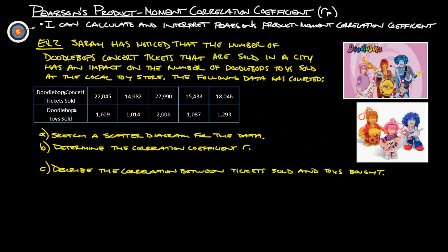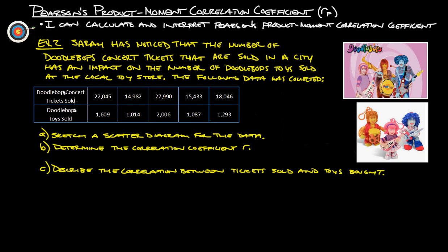Okay. Example 2. Sarah has noticed that the number of Doodlebops concert tickets that are sold in a city has an impact on the number of Doodlebops toys sold at the local toy store. The following data was collected: Doodlebops concert tickets sold and Doodlebops toys sold. Okay, so sketch a scatter diagram for the data.